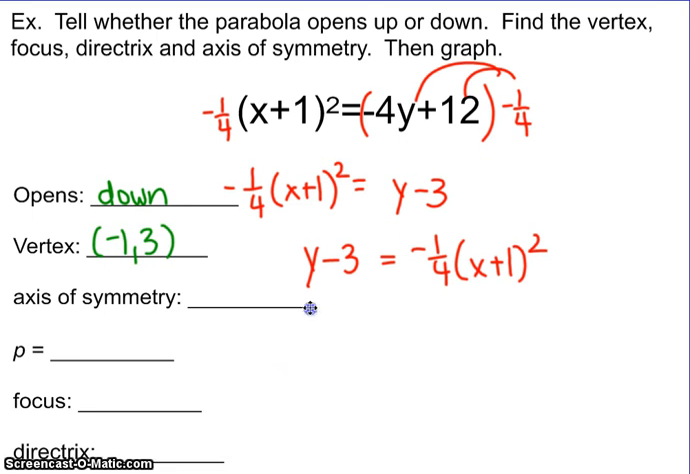So it won't always be in the correct form, but you need to know how to move things around and put it in the correct form so you can find your h, your k, and your p very easily.